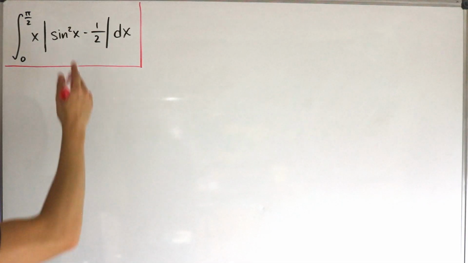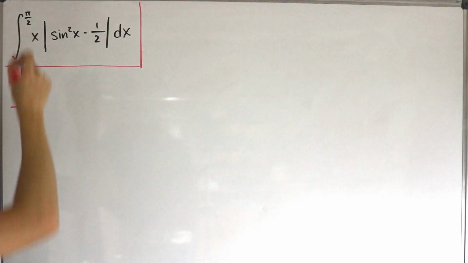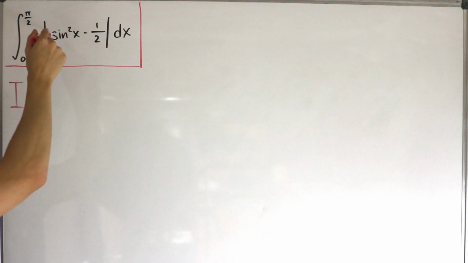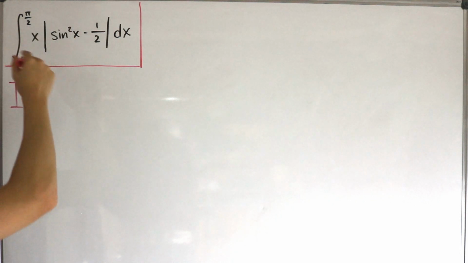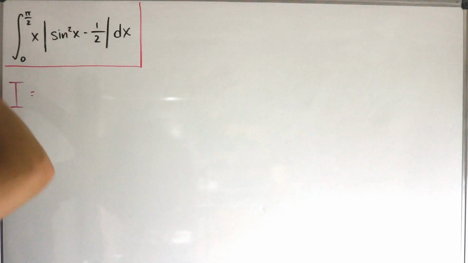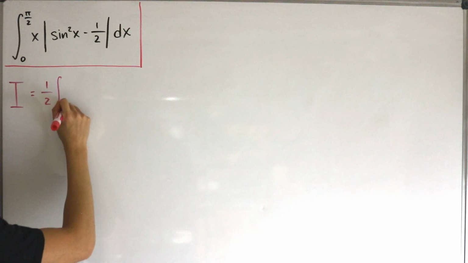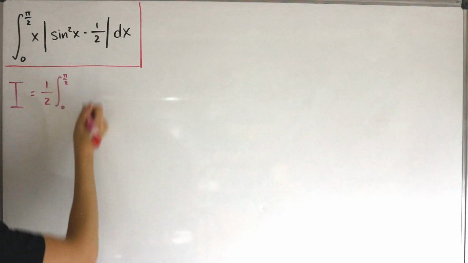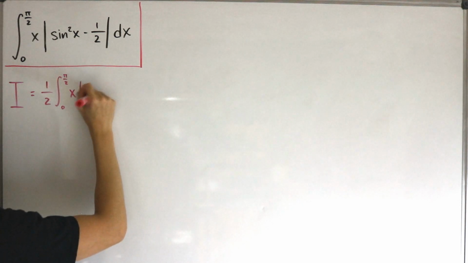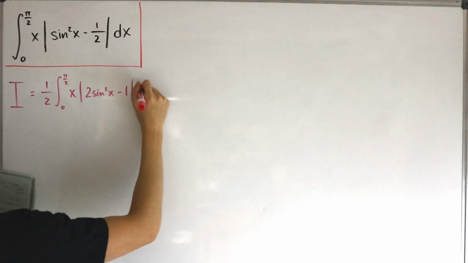Okay, to make things a little simpler, capital I is going to be our given integral. Why don't I multiply and divide by 2? With that being a constant moving inside our absolute value, we can get rid of the fraction, and dividing by 2 keeps it constant, so I have a 1/2 outside of our integral. So 1/2 times the integral from 0 to pi over 2 of x times the absolute value of 2 times sine square of x, subtract 1, close off that absolute value, and then dx.